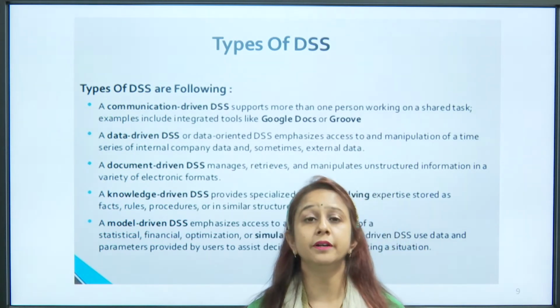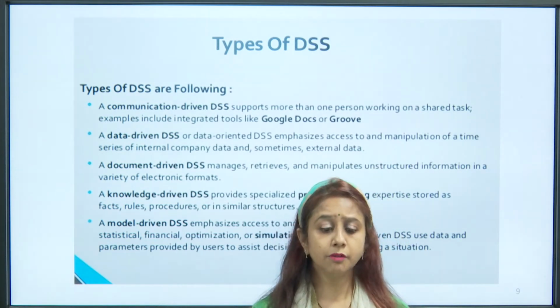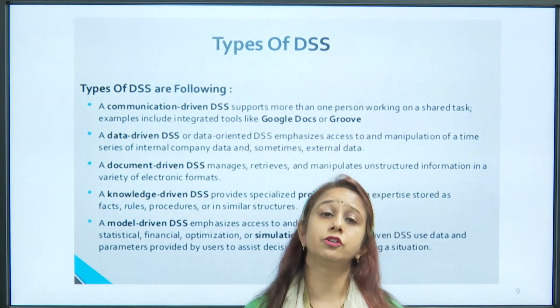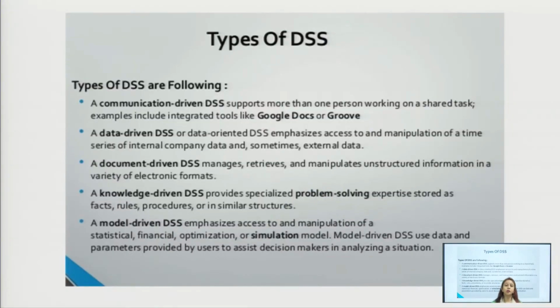Then comes the document-driven system, which retrieves and manipulates unstructured information in a variety of electronic formats. Then we have the knowledge-driven decision support system, which provides specialized problem-solving expertise stored as facts, rules, procedures or in similar structures. Then we have the last one, the model-driven decision support system. It emphasizes access to and manipulation of statistical, financial, optimization and simulation models of the different activities.